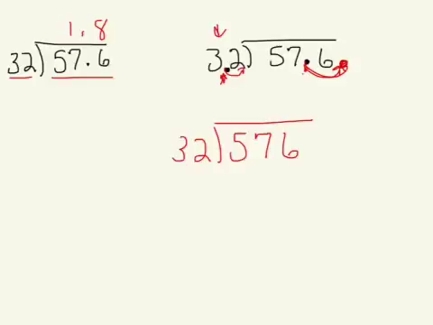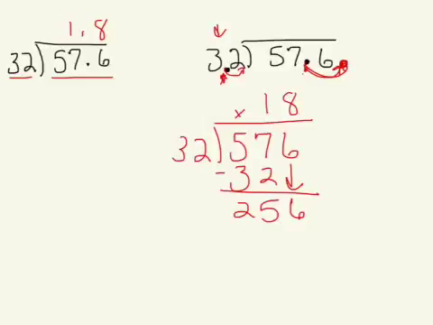Now I'm going to go about my business as normal. How many 32s are in 5? There aren't any. How many 32s are in 57? There is 1. 1 times 32 is 32. 5 take away 3 is 2. Bring down the 6. How many 32s are in 256? There are 8. 8 times 32 is 256. So my answer is 18.